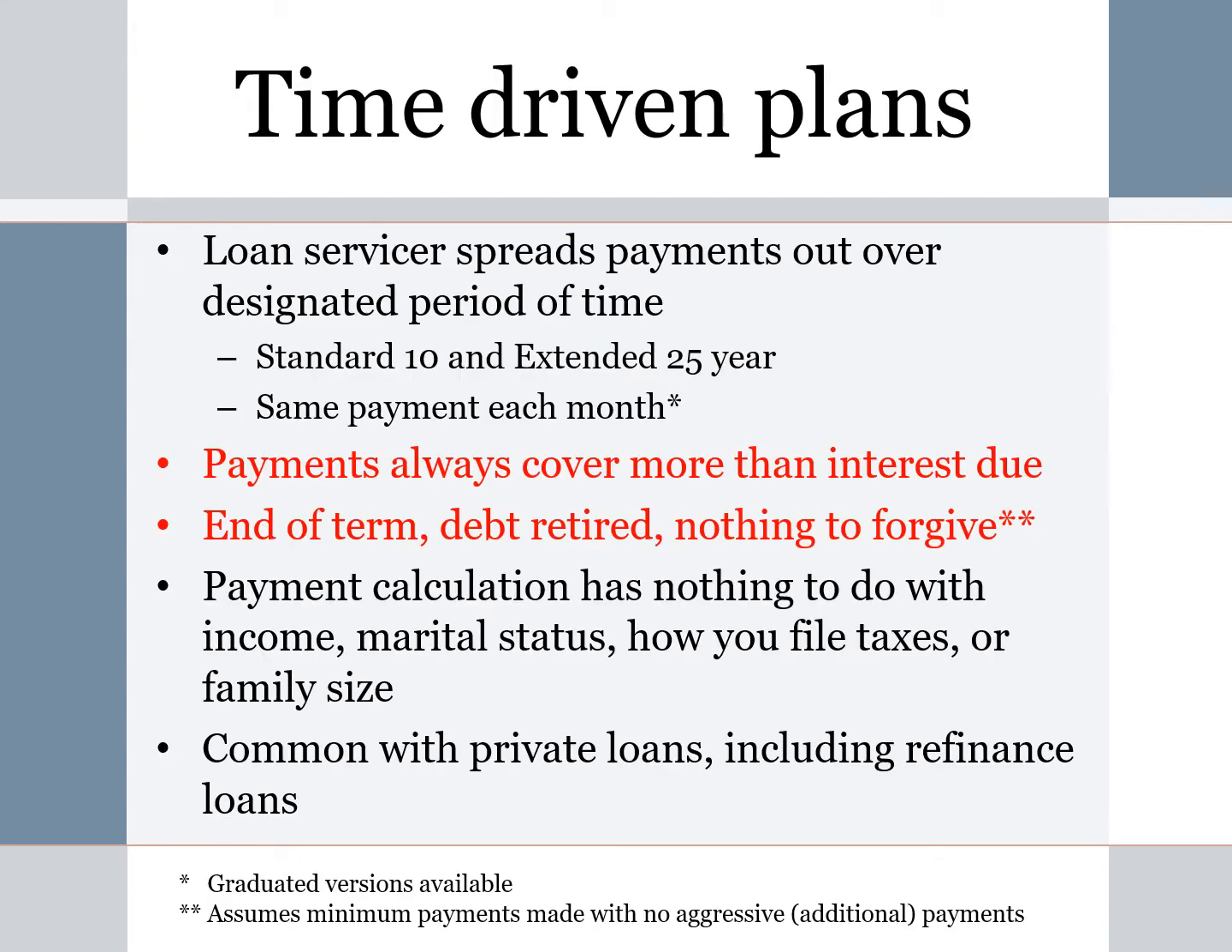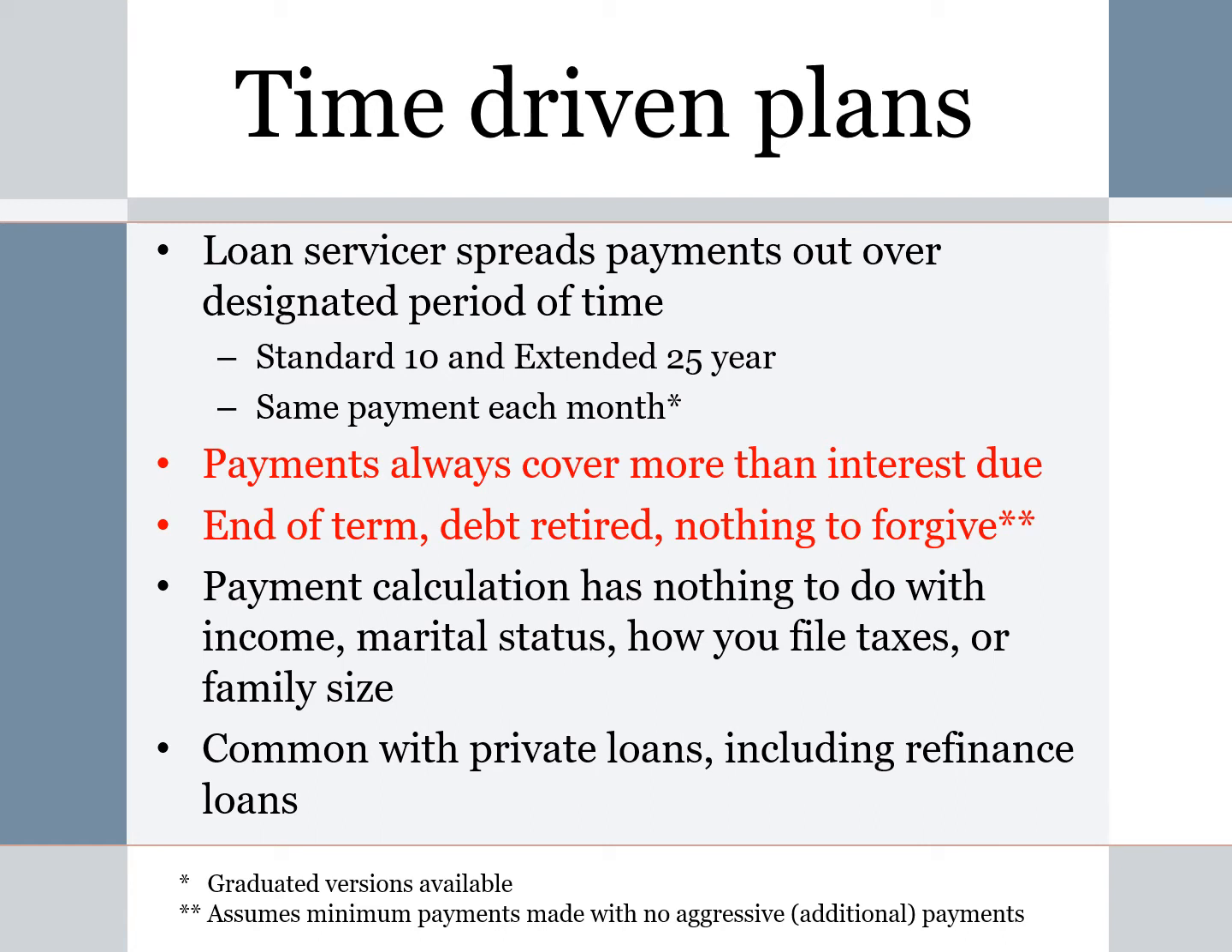Now, time-driven repayment plans are quite easy if you can afford them, but that tends to be the rub. With some of the loan balances you guys have got, a time-driven repayment plan, at least to start, could be problematic. But this is where the loan servicer literally just takes your balance, principal and interest, and they spread or amortize the payments out over a designated period of time, either 10 years or 25 years. It's the same payment every month. And one of the nice things about the time-driven repayment plans is the payment calculation doesn't have a thing to do with your income, your marital status, how you file your taxes, or your family size. It's just the same payment every single month.